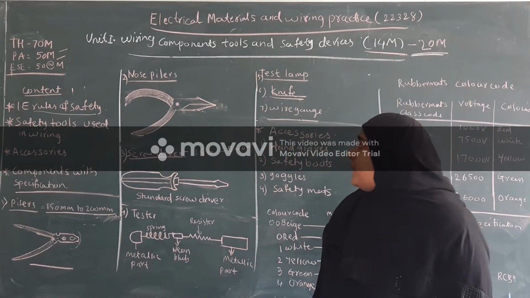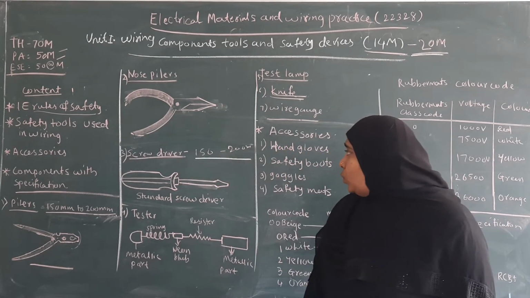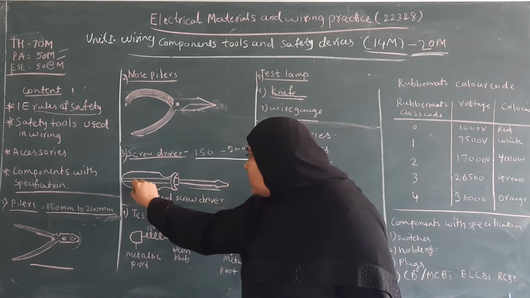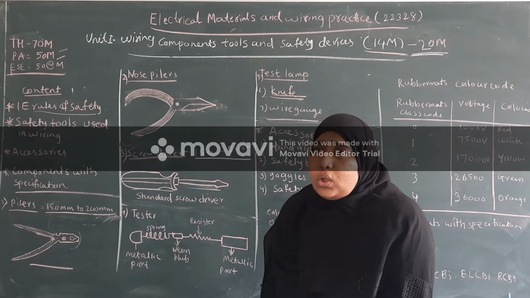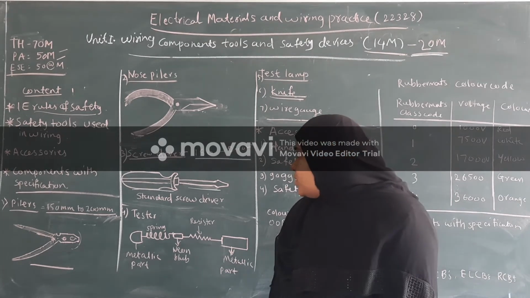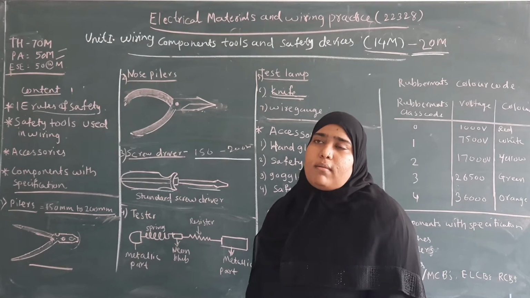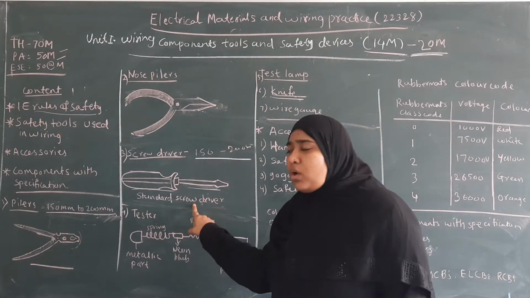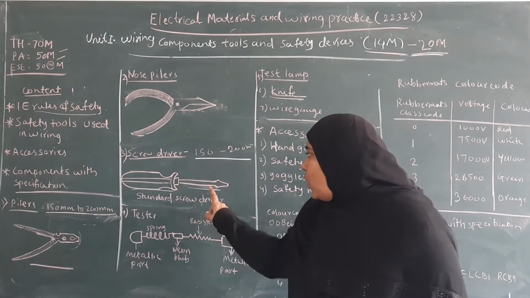Next one is the screwdriver. The standard size of the screwdriver is 150 to 200 mm. The material used is steel, and this is an insulation material. Okay, the screwdriver is used for tightening or loosening the screws. There are different shapes of screwdriver. This is the standard size of the screwdriver. Next, there is also the thin plated screwdriver, and the diamond shape and square shape screwdrivers are also present.